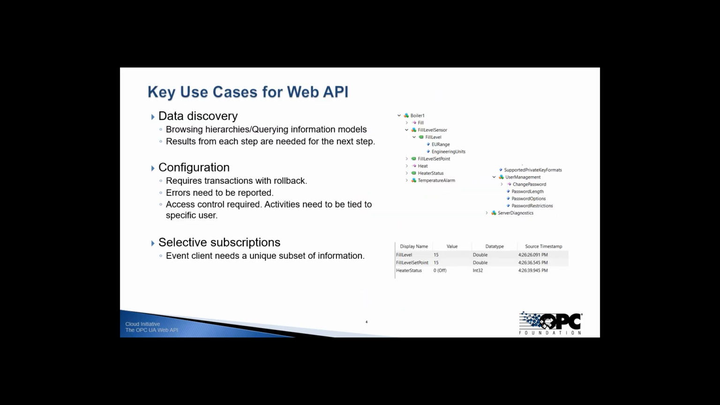So let's dive a bit into the use cases for why you need to have a web API. Data discovery is one example where the results from each step are needed for the next step. You're browsing a tree of information. You browse your first tree. You don't know what your next step is until you've seen the results from the first browse. Then you can pick one of those and go down to the next level and the next level.